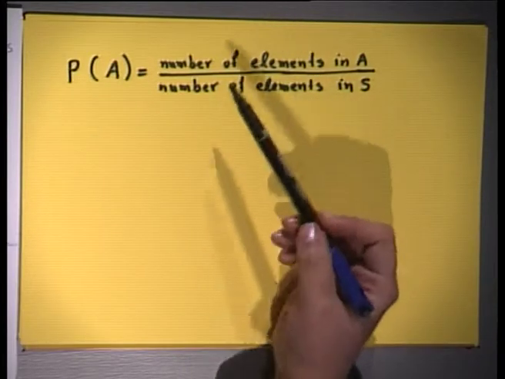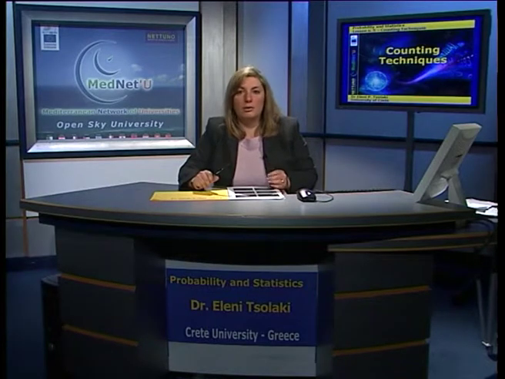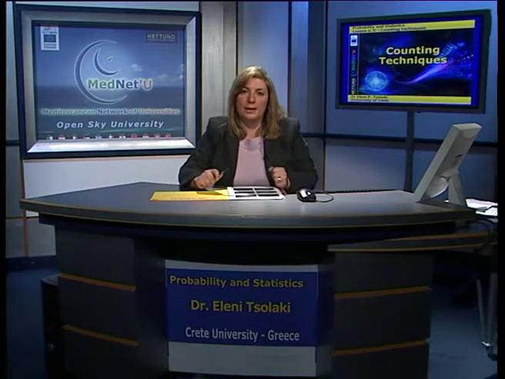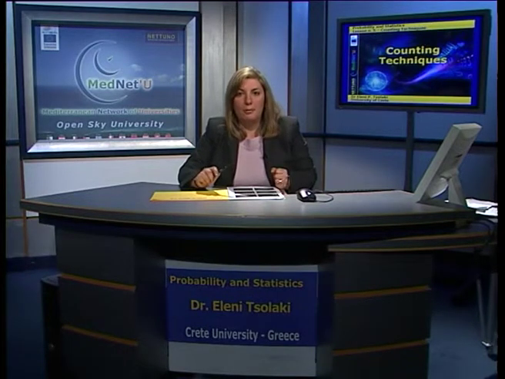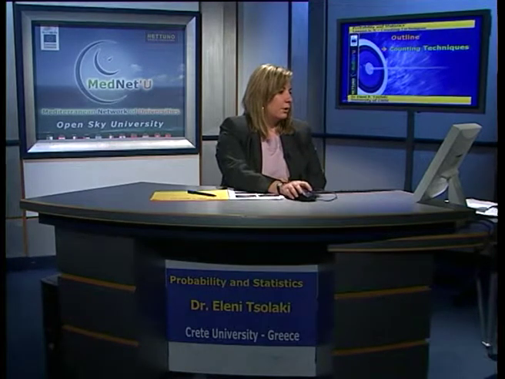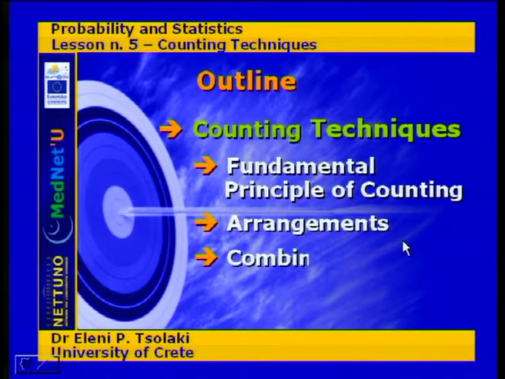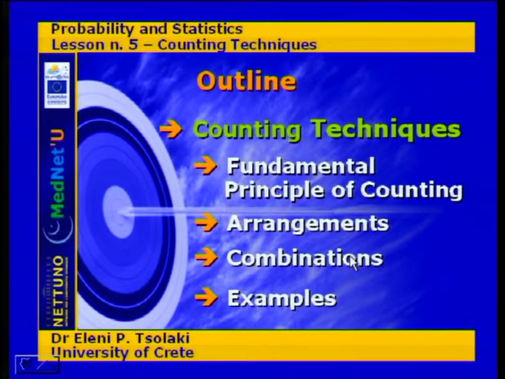Sometimes it is not very easy to know how many elements there are in the event A, and that's why we're going to see techniques so we can calculate the number of elements. So today we are going to see counting techniques: the fundamental principle of counting, arrangements, combinations, and finally different examples which use all these three techniques.